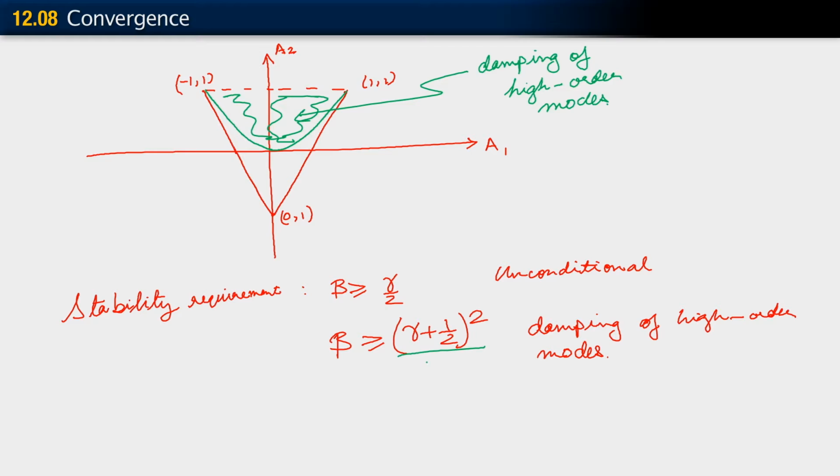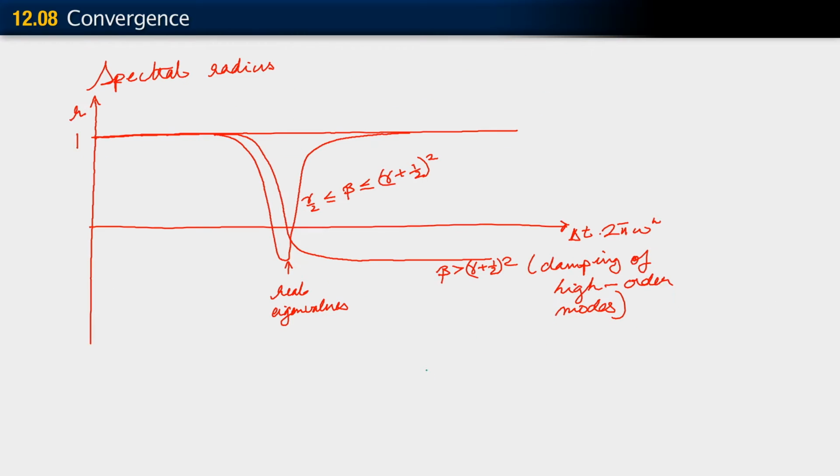inequality. I wrote it as just gamma plus half the whole square. It should be gamma plus half the whole square divided by 4. Okay, that gives us the correct condition to be satisfied for damping of higher order modes. The next error appeared 2 slides later.